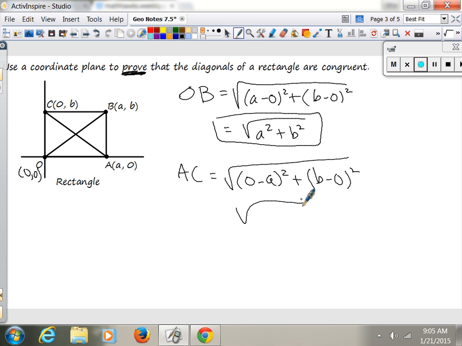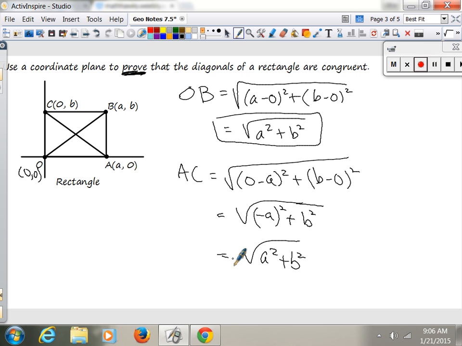0 minus a would be negative a, and you still have to square that. B minus 0 would just be b squared. I don't need to put the b in parentheses because it doesn't have a negative attached. But the a I need to put in parentheses because it has a negative attached. What is negative a times negative a? Positive a squared. So this right here is still going to come out as a squared plus b squared.